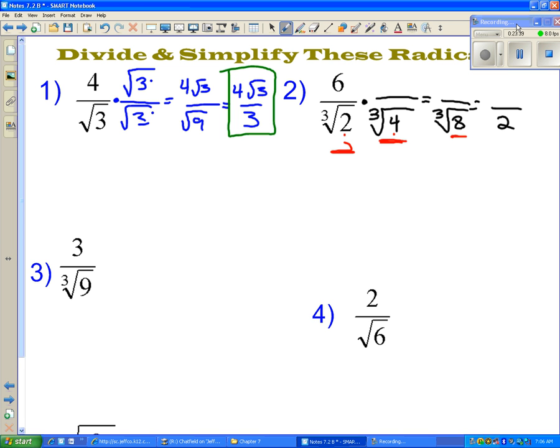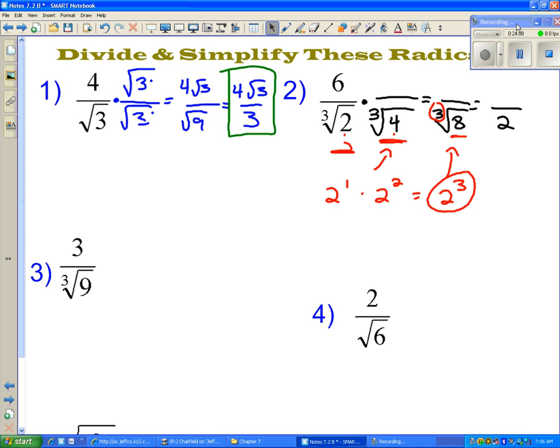2 times 4 is 8. 8's my perfect cube. So I have to realize that this is 2 to the first power. This is 2 to the second power. When I multiply them, I get 2 to the third power, which is what I can take the cube root of. So in here, I had to put 2 to the second power so that I can get 2 to my third power to take the cube root of.